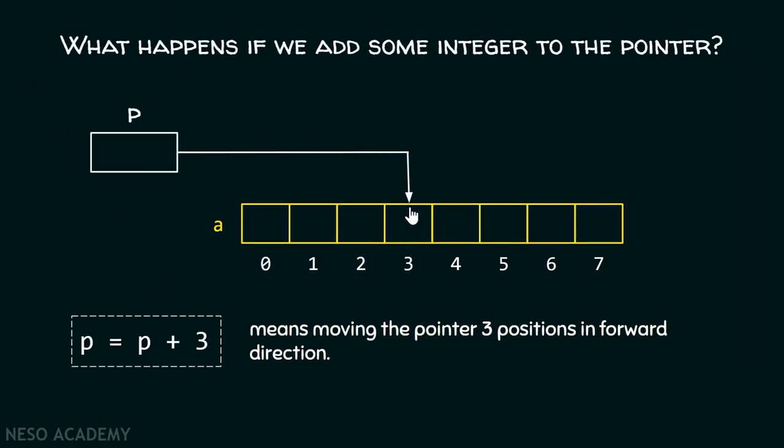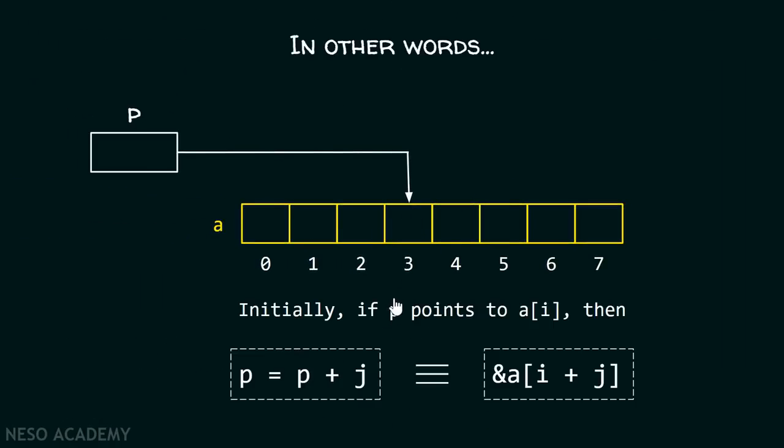Let's see what it means in a general sense. Initially, if P points to A[i], that is the element of the array at index i, then P = P + j is equivalent to &A[i + j]. If this general case seems difficult to you, let's get back to our example. If P points to A[0], then P = P + 3 is equivalent to &A[0 + 3].